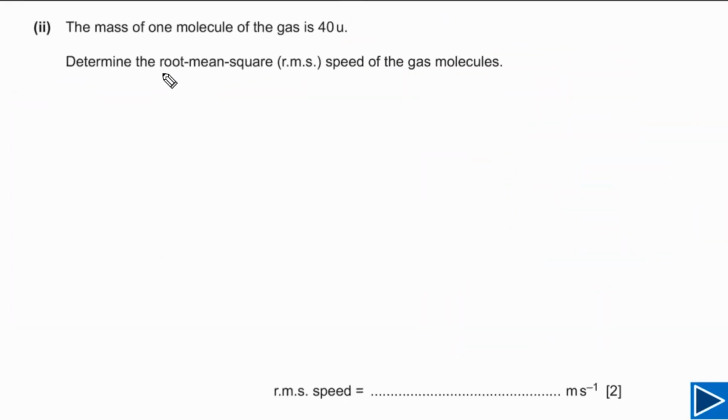For the second part, the question is asking us to determine the root mean square speed of the gas molecules, the RMS speed of the gas molecules.